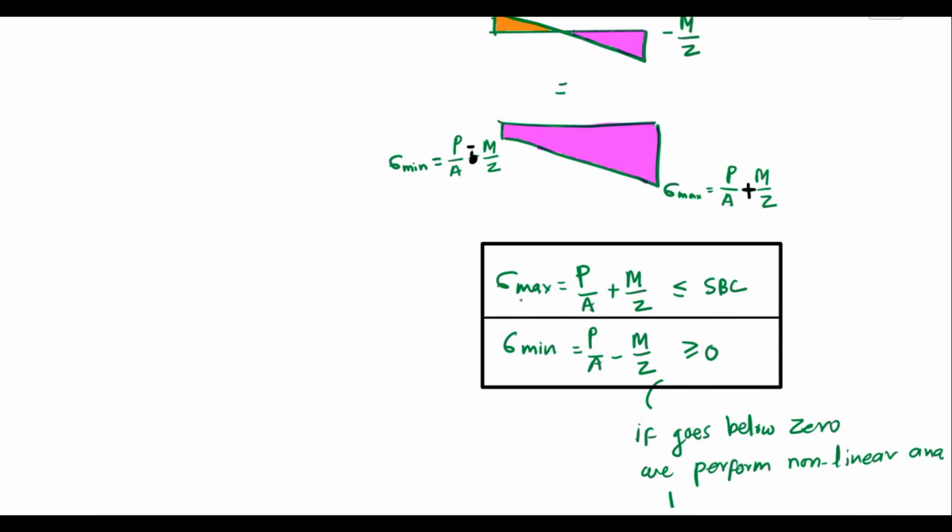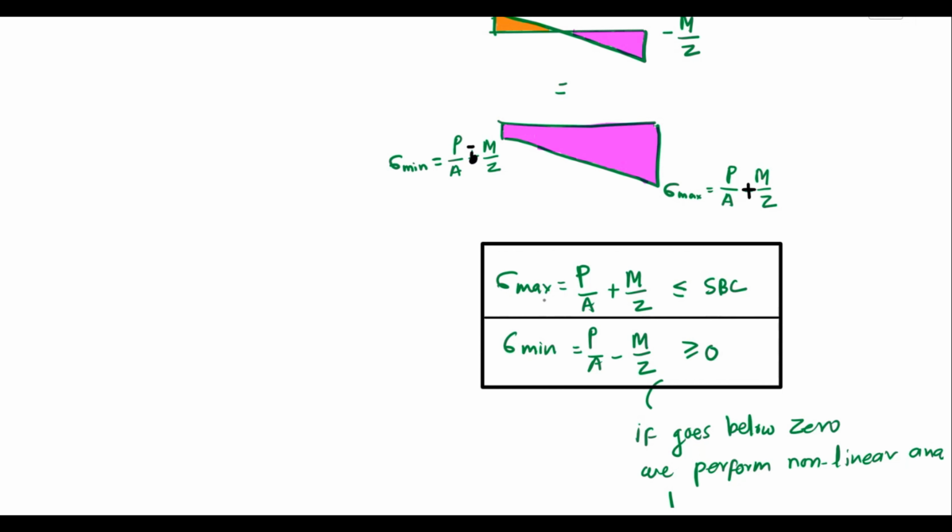Your maximum pressure should be less than or equal to your soil bearing capacity. This soil bearing capacity you get from the actual site testing. There are different soil testing results carried out by geotechnical engineers, which give us the value of the SBC. And based on our analysis, we need to check whether this value is less than or equal to the maximum pressure that we are getting.